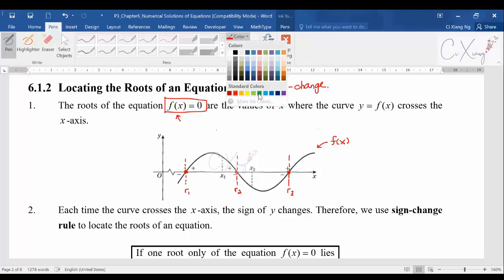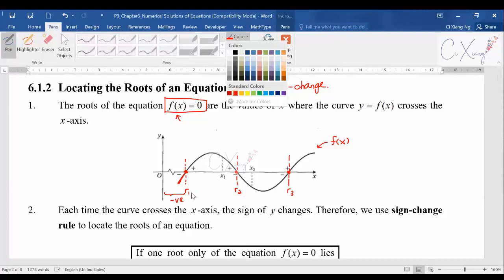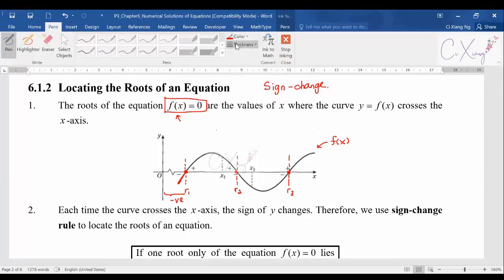Something very interesting that you can observe is, let's say for root number 1, when you substitute any value before root number 1, you'll get this part of the graph, which is negative, below the x-axis. If you try to substitute any value after root number 1, no matter what value you substitute, as long as it is larger than root number 1 but smaller than root number 2, this part of the graph is above the x-axis, which means you will always get a positive value.